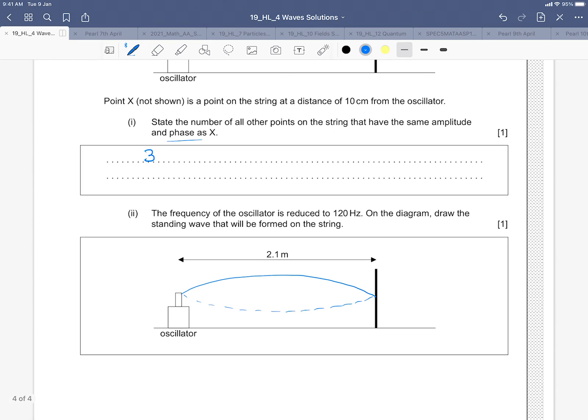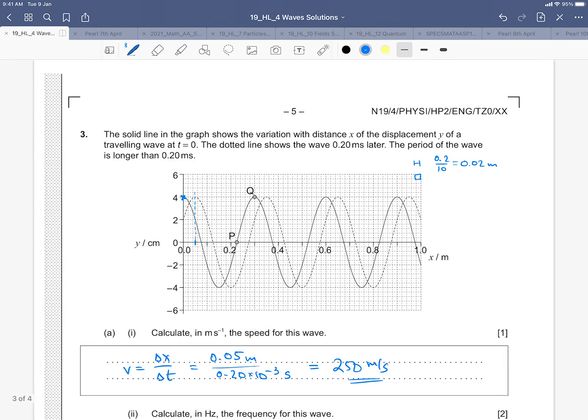All the topic 4 2019 questions, with a little bit of topic 9 mixed into one of them.